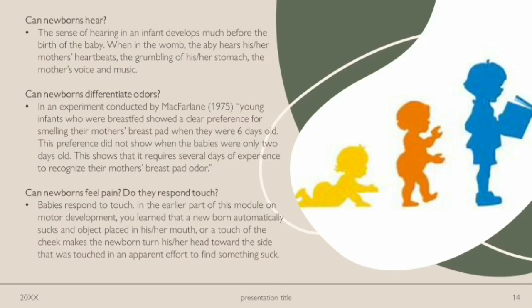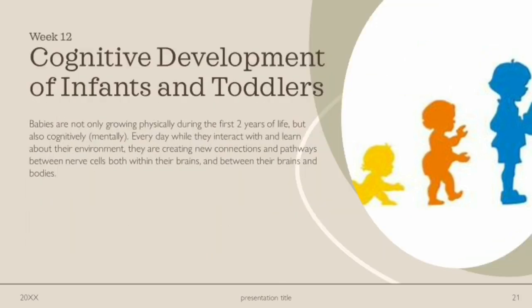Intermodal perception is the ability to relate, connect, and integrate information about two or more sensory modalities such as vision and hearing. The capacity for intermodal perception, or the ability to connect information coming through various modes, gets sharpened considerably through experience. So, Week 12: cognitive development of infants and toddlers.